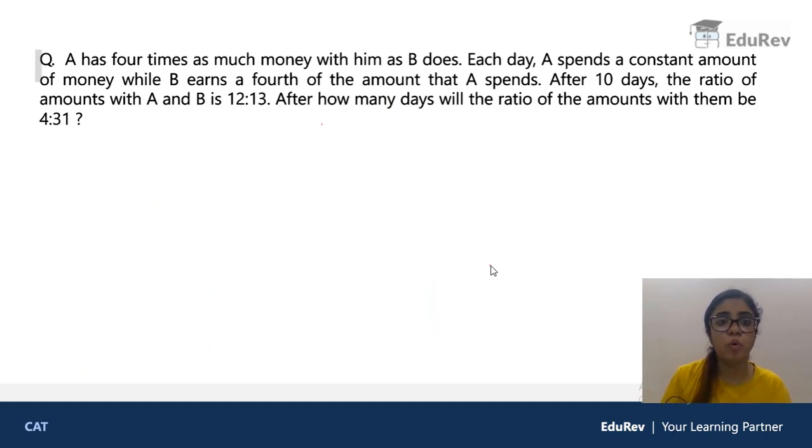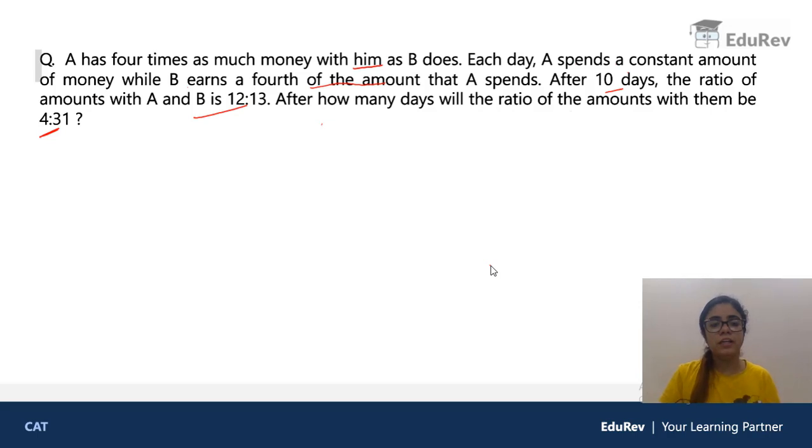A has 4 times as much money with him as B does. Each day, A spends a constant amount of money while B earns a fourth of the amount that A spends. So whatever money A is spending, 1/4 of it is the money B is earning. After 10 days, the ratio of the amounts with A and B is 12:13. After how many days will the ratio of amounts be 4:31?